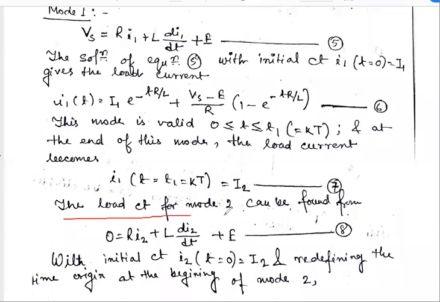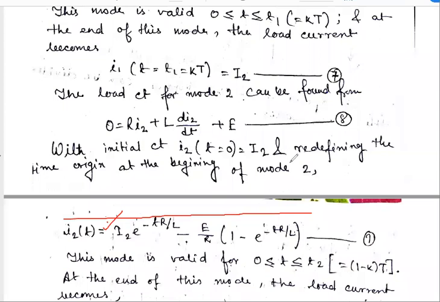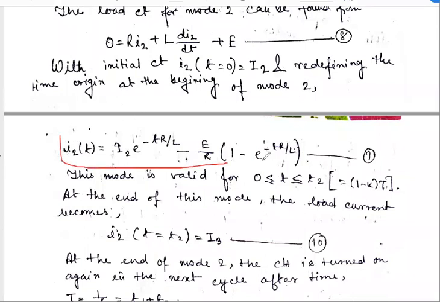So this is how the load current of mode 2 can be found out. There we take it as 0 as there is no supply voltage. Okay, and 0 equals R I2 plus L di2/dt plus capital E. Okay, and we consider the initial current small i2 as capital I2, and then we get the value of I2, which is nothing but this.